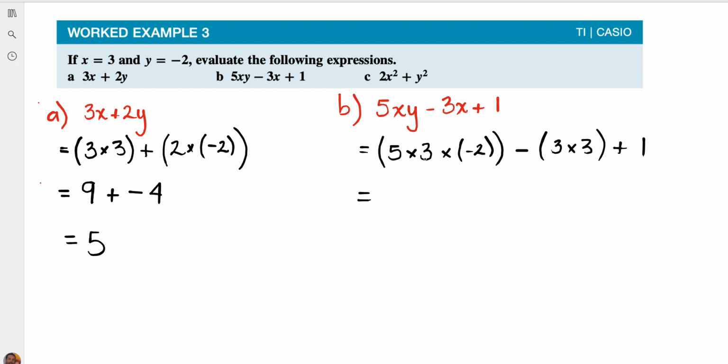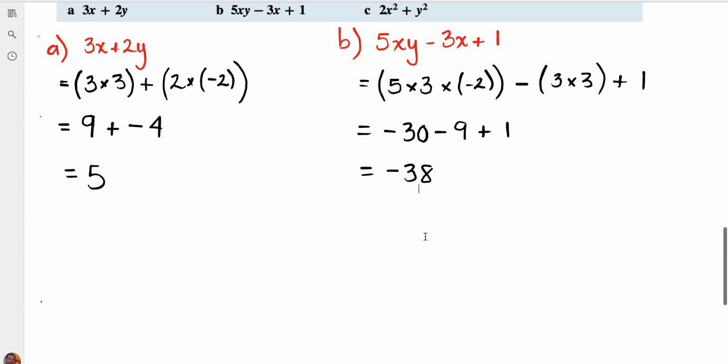5 times 3 is 15. 15 times -2 is -30. Take away 9 plus 1. So this 9 is 3 times 3 is 9, but because I had a negative on the outside, it is -9. So then I add this one, so this one is going to be -39 plus 1 is going to be -38. Wonderful.